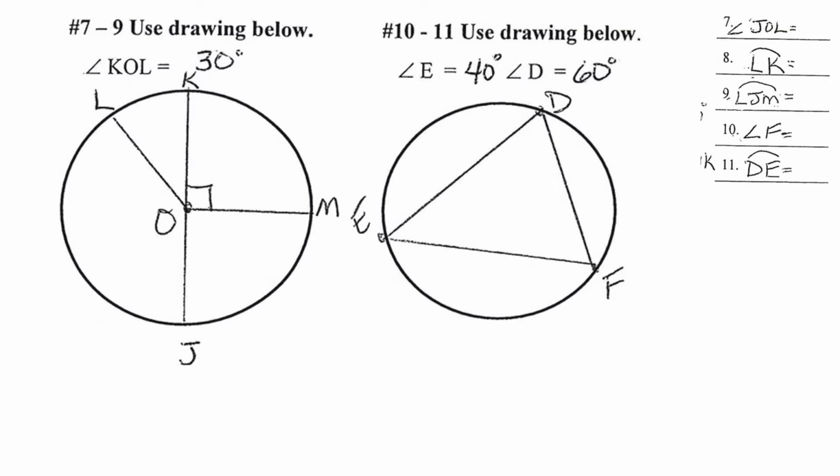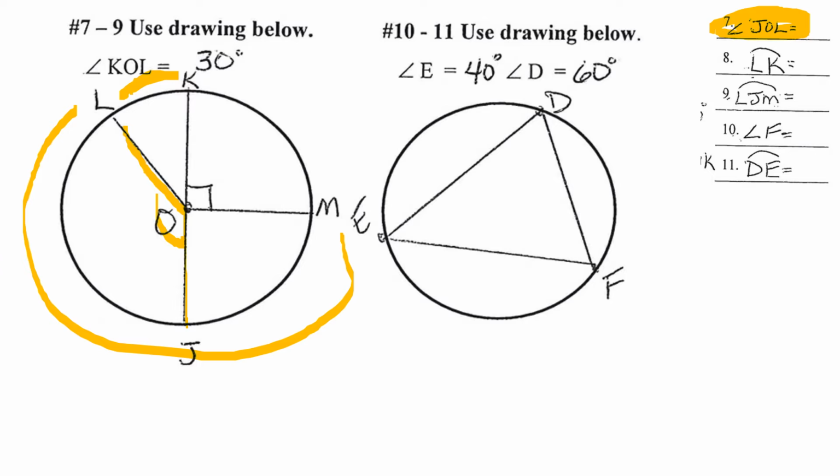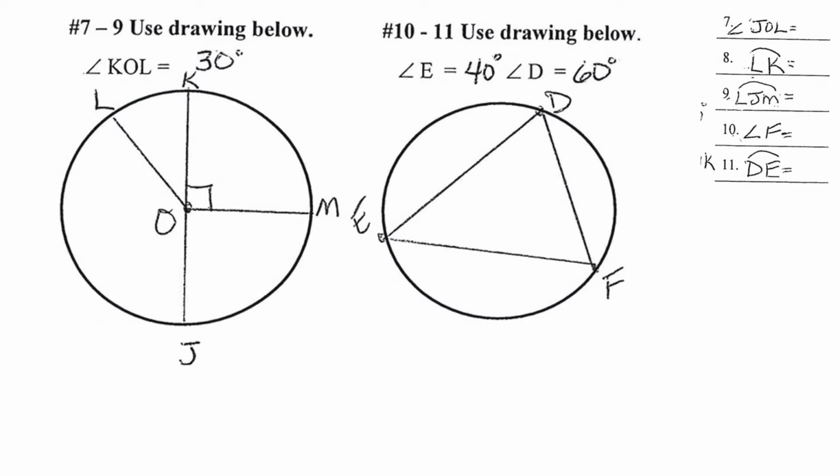Then you're going to be using the drawing to find certain measurements. So make sure you pay attention to what you're looking for. Angle JOL, we're going to be looking for this angle. And then arc LK, L to K, that's that arc. And then LJM will be that arc. So we're going to be looking for a lot of little things. But let's start with what we know.